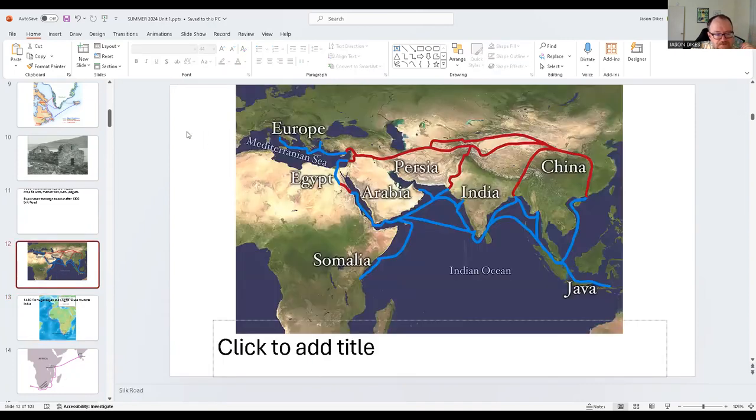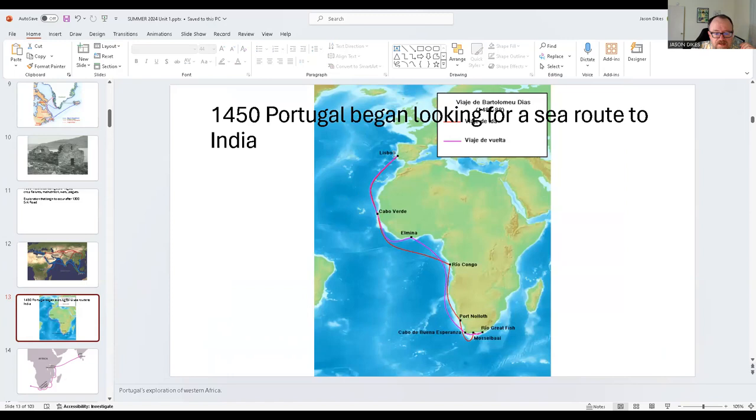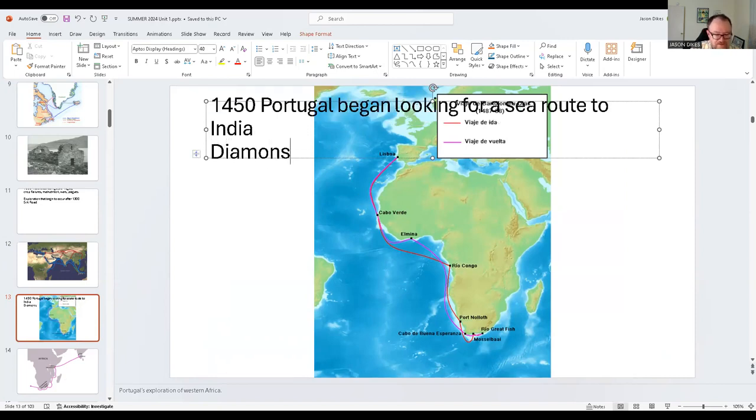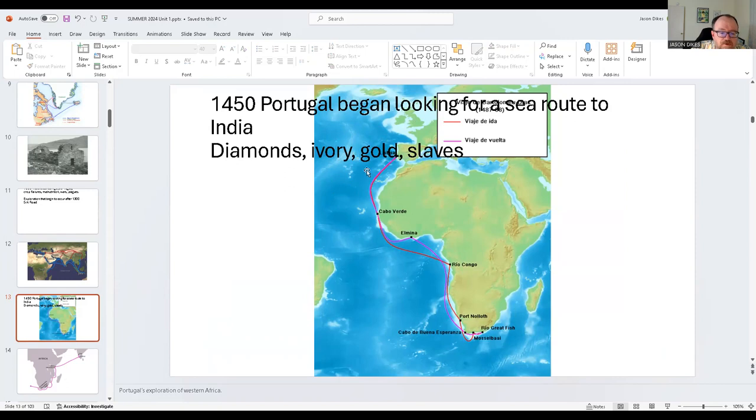Is there a way to get from Portugal, which is about right here on the map, all the way to India over here? And so they began making their way down the coast of Africa. Now, they made a lot of money going down the coast of Africa, okay, because they found diamonds and ivory and gold and slaves. And so Portugal, even before they figured out how to get to India, made an awful lot of money off of Africa and its resources.